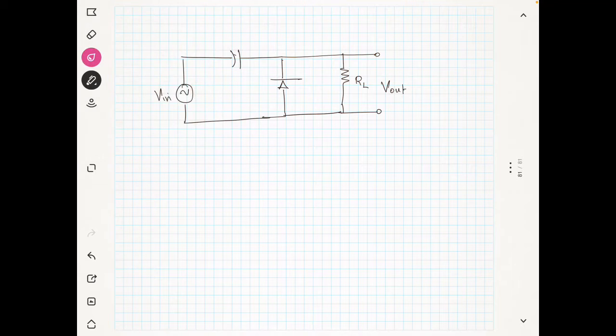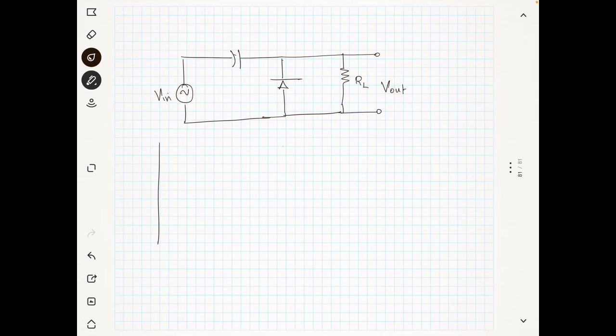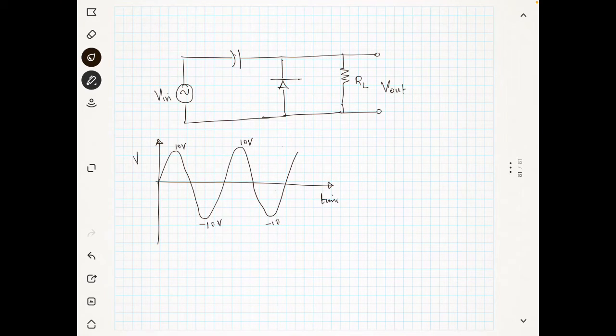Now we have an input. Sorry, I will draw the input first. It can be a square wave, triangular wave, or a sinusoidal wave, anything. I will draw a sinusoidal wave now. Let's say this is 10 volt and this is minus 10 volt. This is a sinusoidal wave, this is the time axis, and this is v in of t, a function of time.